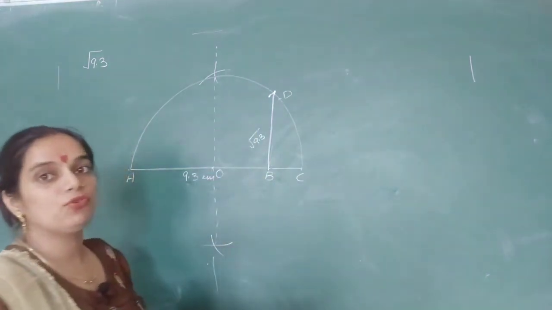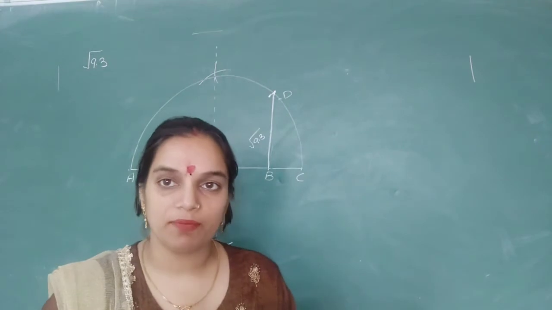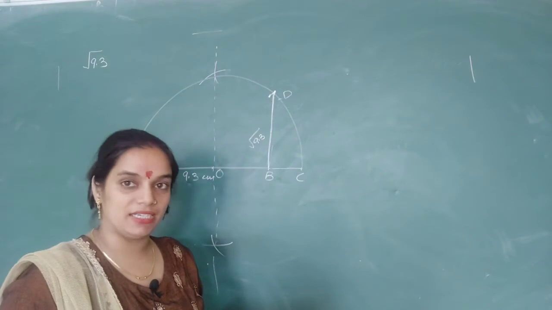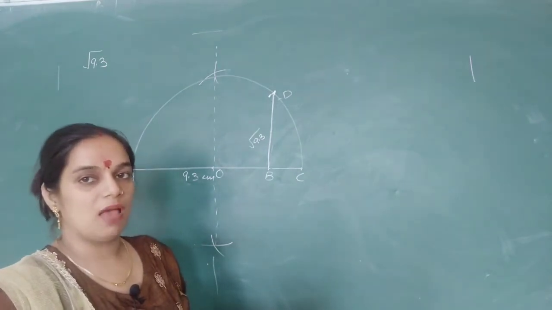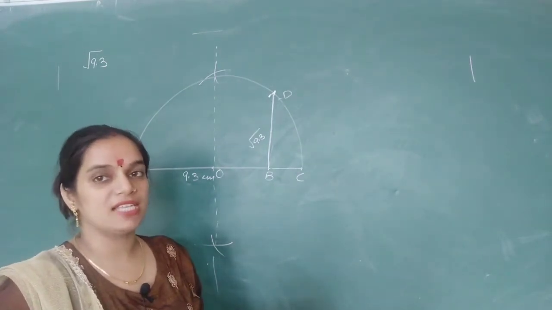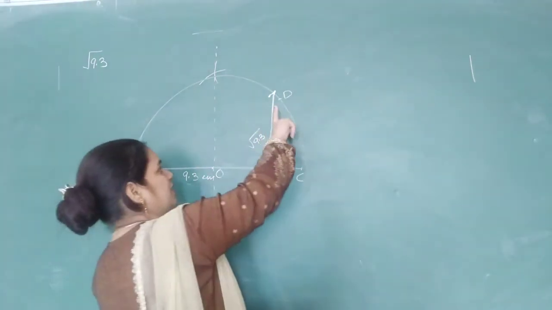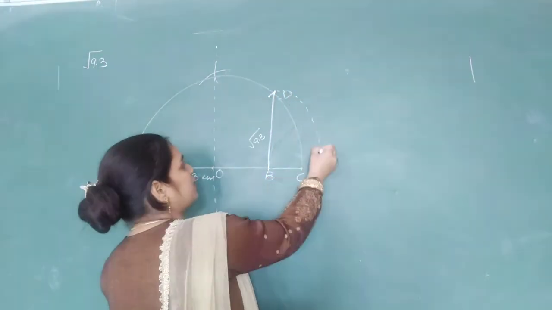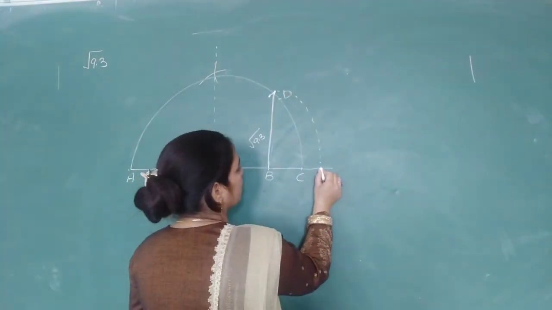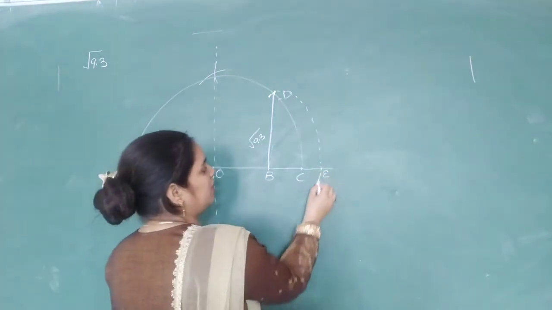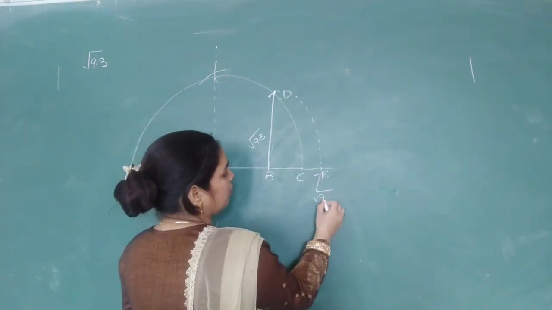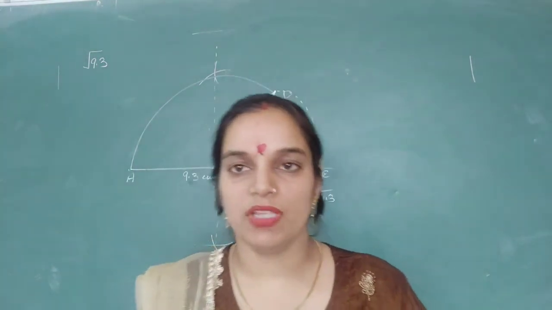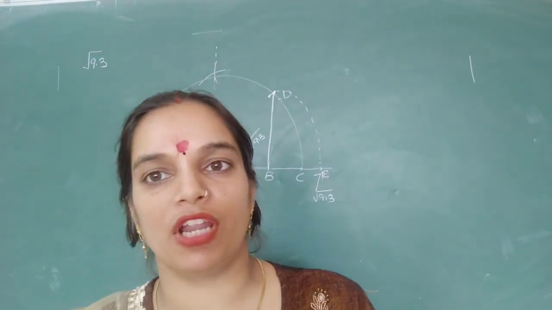But we have to take this line segment onto the number line. So the method will be by taking B as a center and BD as a radius. I am repeating again. By taking B as a center and BD as a radius like this, we will draw a dotted arc which will intersect our number line at a point. We will take this point as E and it will represent under root 9.3. So this was the representation of under root 9.3.